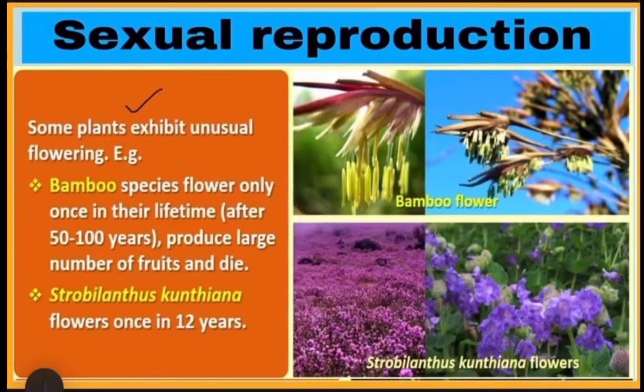In some plants, they exhibit unusual flowering. For example, bamboo. These bamboo species flower only once in their lifetime. पूरी लाइफ टाइम में सिर्फ एक बार फ्लावरिंग आता है बैम्बू प्लांट्स में. That is after 50 to 100 years, and they produce a large number of fruits and then they die. Next, Strobilanthes kunthiana. They flower once in 12 years. 12 साल में एक बार इस प्लांट पर फ्लावर आता है.